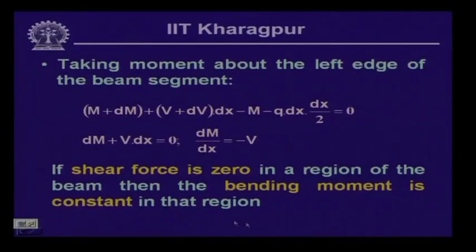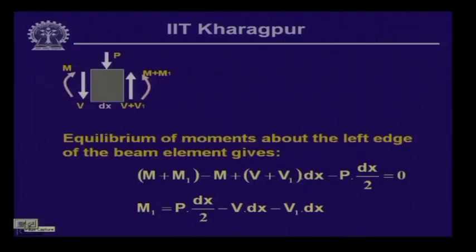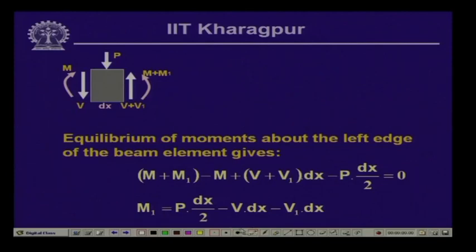And where we had the concentrated load in a particular segment, we had evaluated the shear force and bending moment on the left of that particular load, and on the right of the particular concentrated load. As you have noticed, when you have this concentrated load, on the left side of the load we have shear force V and moment M. On the right hand side, the moment is M plus M1, where M1 is given by this particular expression.